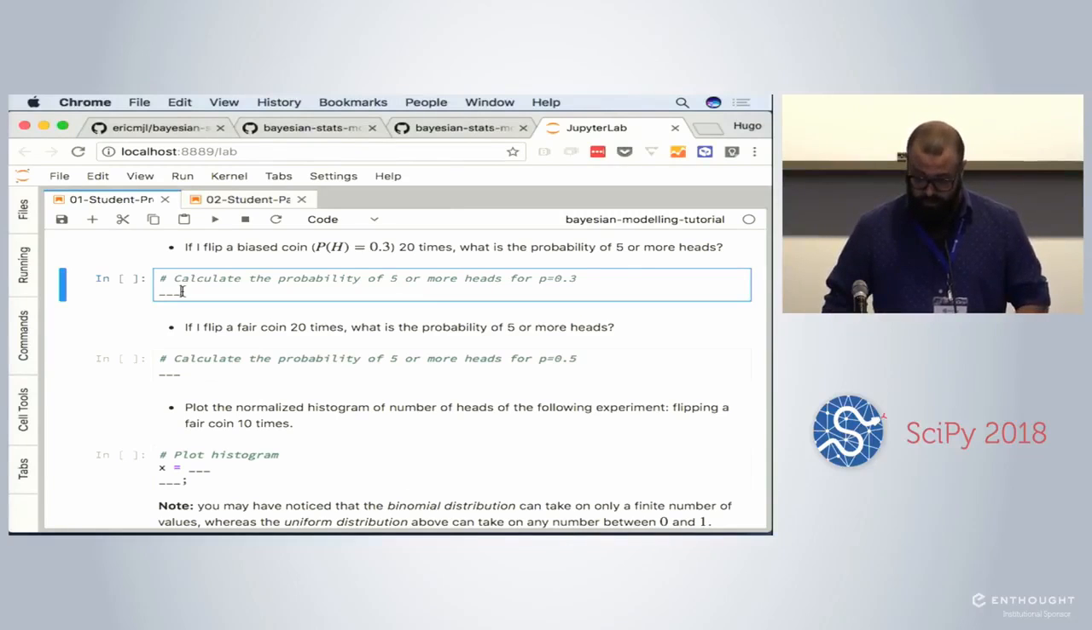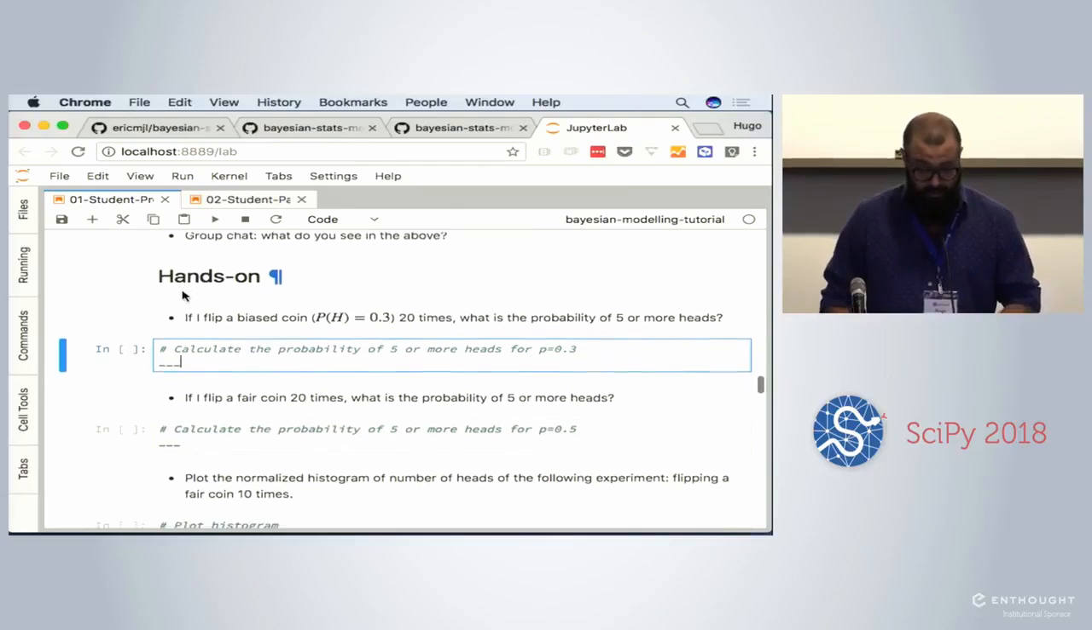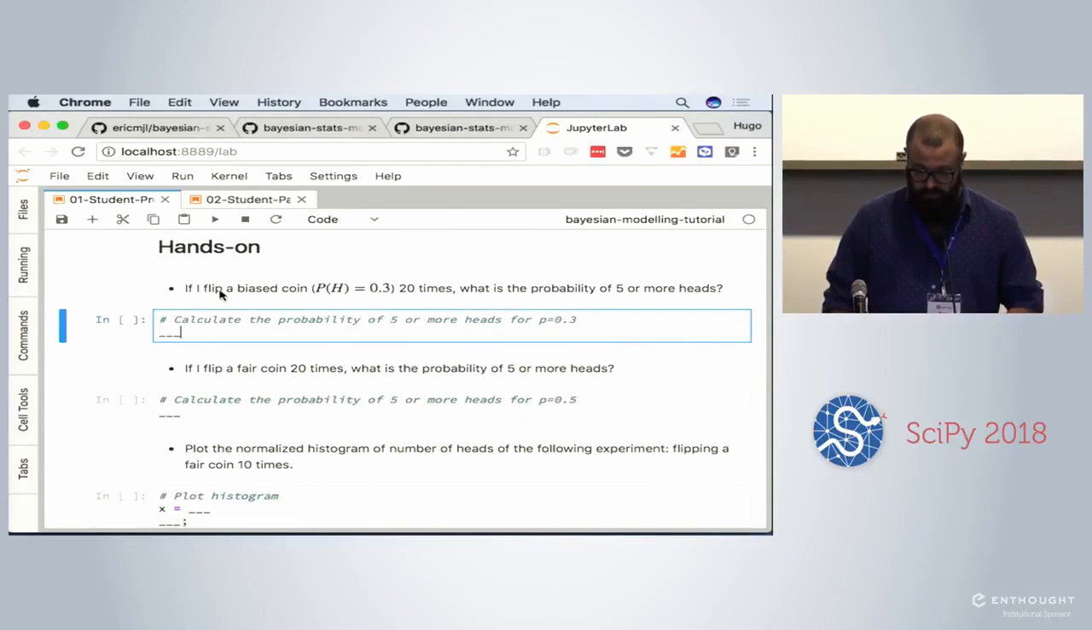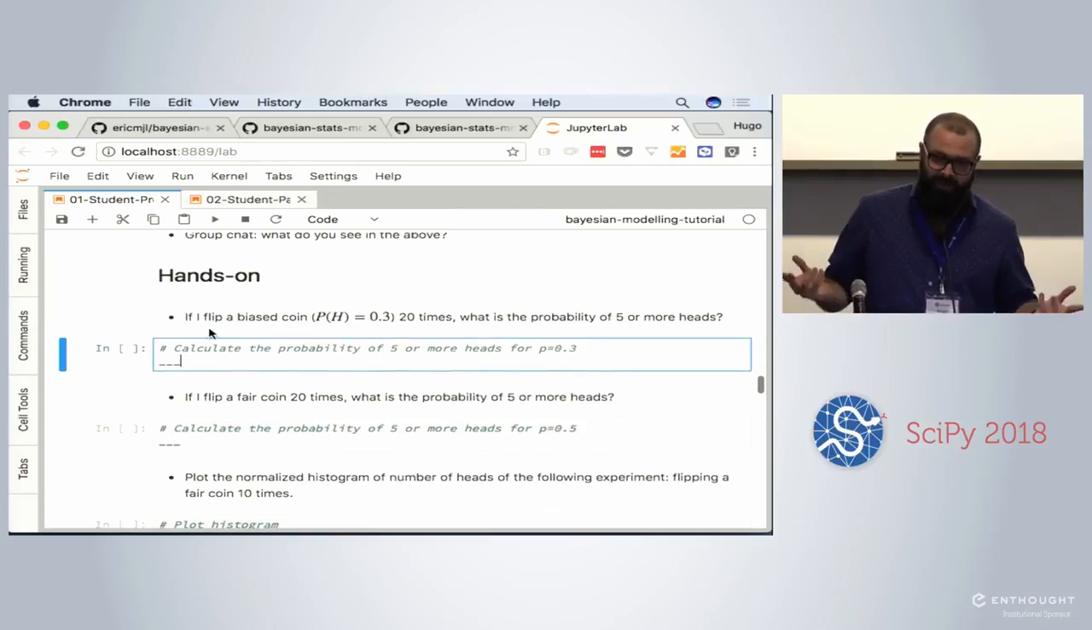Now I'd like y'all to do this hands-on. As soon as I get to Texas, I start saying y'all. If I or you flip a biased coin with probability of heads equal to 0.3, 20 times, what is the probability of 5 or more heads? There are a couple more questions there that I'd like you to answer. I'd like you to take 5, maybe a few more minutes to do this. Okay. Put your blue stickies down, because otherwise I'd think everyone's done already.